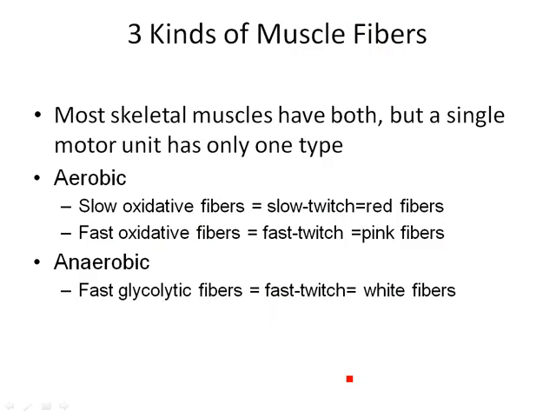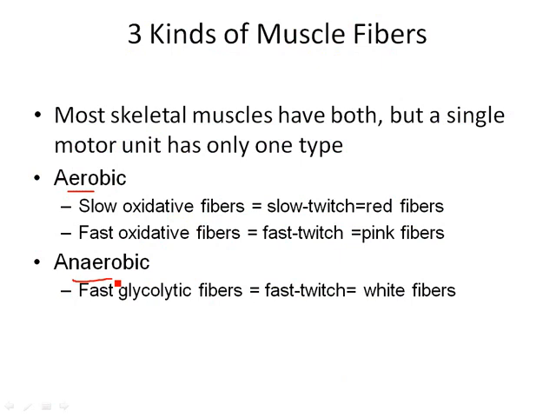Hopefully you remember from your last lecture that your muscles are made up of types of fibers, and these fibers are either aerobic or anaerobic. Most of your muscle has a little bit of all of these, but maybe a different combination depending on your training. You may have more or less of one fiber than you do of another.